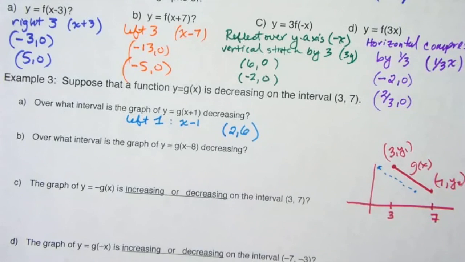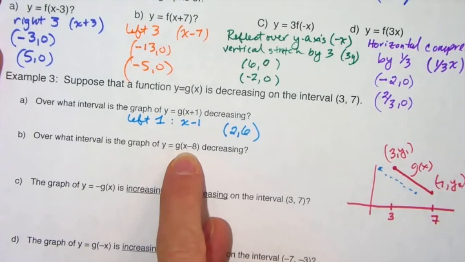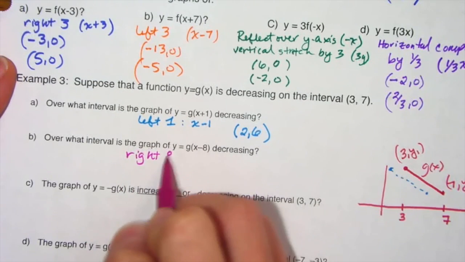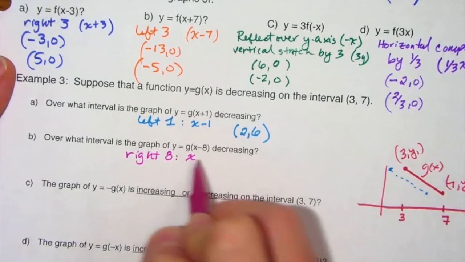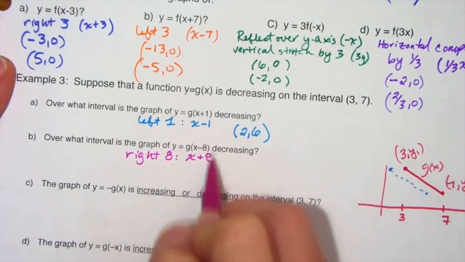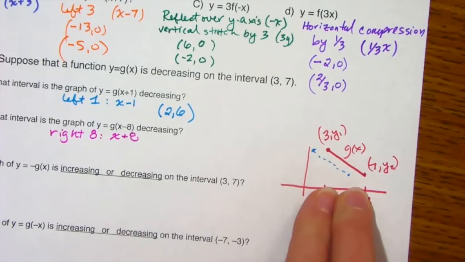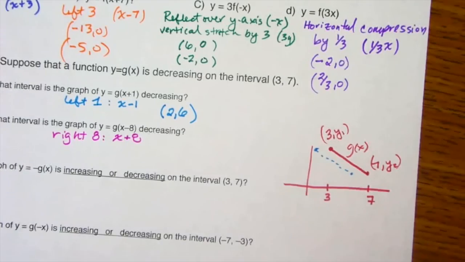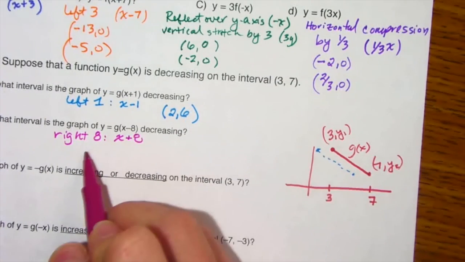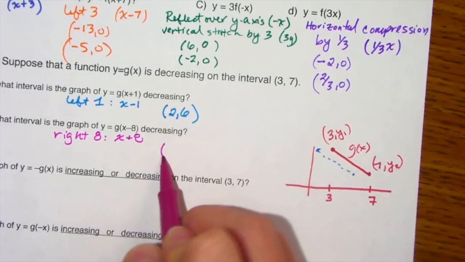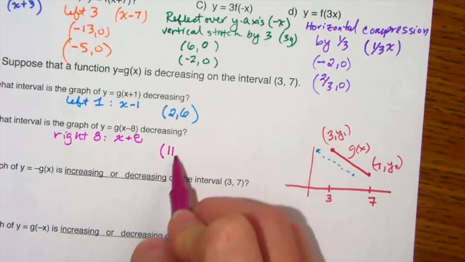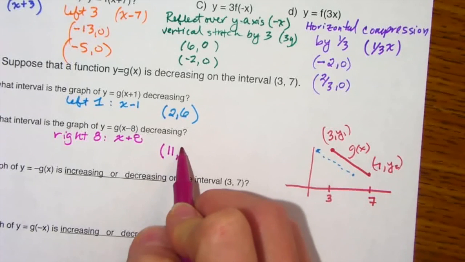All right, so for the next part, how is our graph changing here? It's going right 8. And so what are we doing to each x? Plus 8. I'm not going to draw this one because there's not quite enough room, but the idea is I'm taking this 3 to 7 and moving it 8 to the right, which is going to change my x values. So the interval is going to be 11, so 3 plus 8 is 11, and 7 plus 8 is 15.